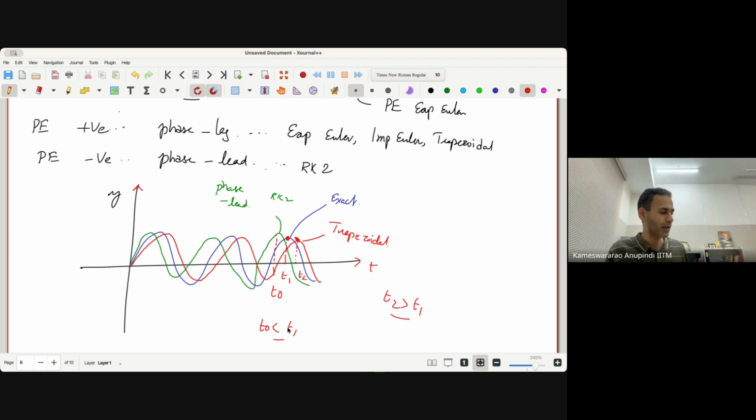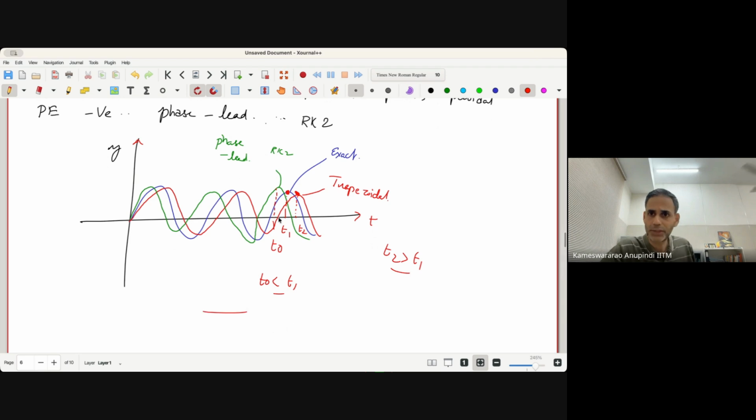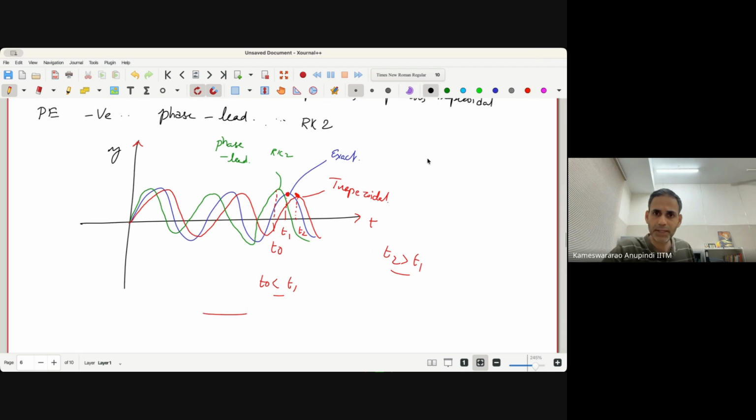So that means whenever you have a negative value for phase error, it is a phase lead, and whenever you have a positive value for phase error, it is phase lag. Okay, so I think it's nice to keep in mind the phase lead and phase lag in this context. Any questions so far? So that finishes basically RK2.